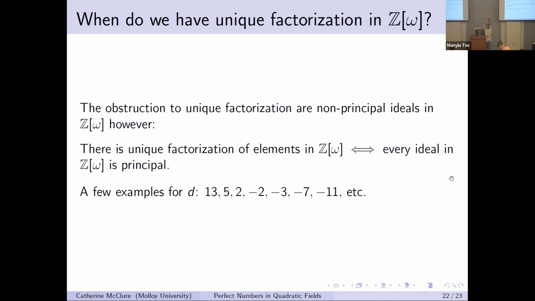And then the obstruction in any form of integers of quadratic fields is non-principal ideals, because the elements in our ideals reflect the ideal itself. So if we have a principal ideal, then we can have unique factorization. If we don't, then we have those weird factorizations where it's not unique. A few examples for D are 13, 5, 2, -2, -3, -7, -11, etc. But I think there are exactly 9 negative values and then a couple of positives.